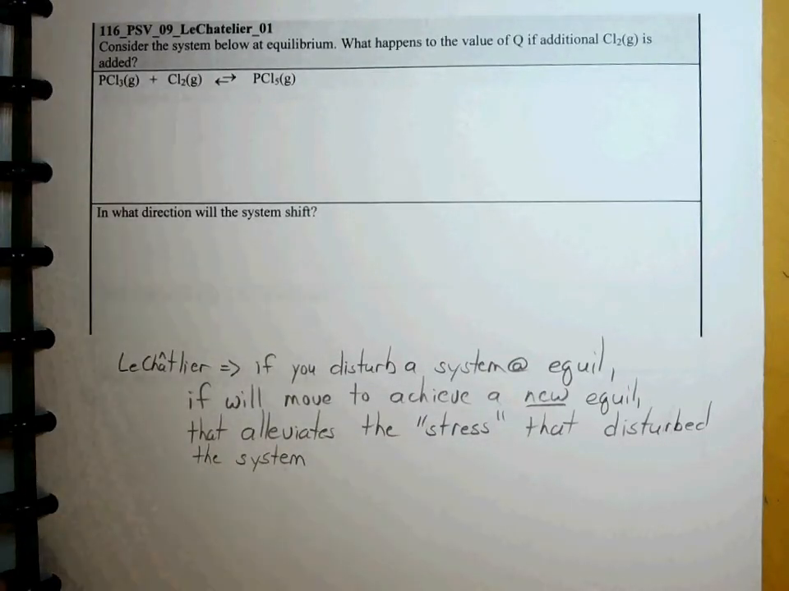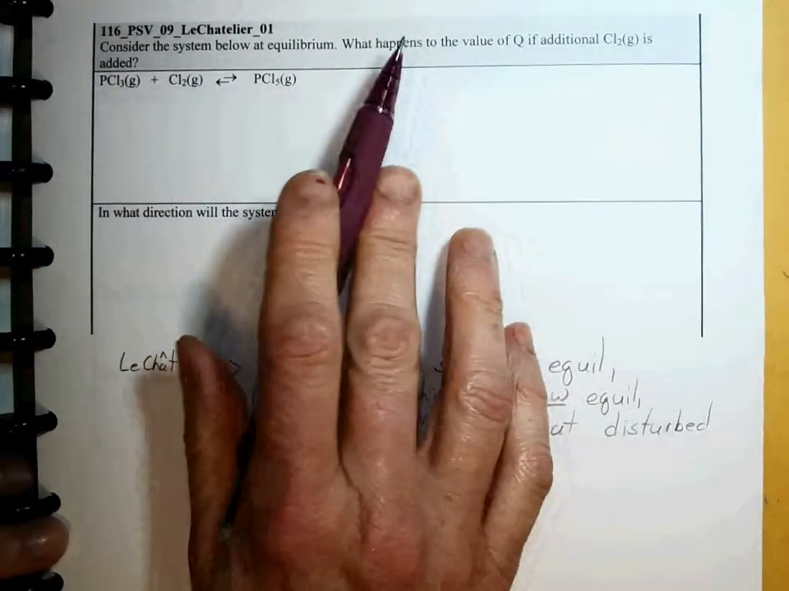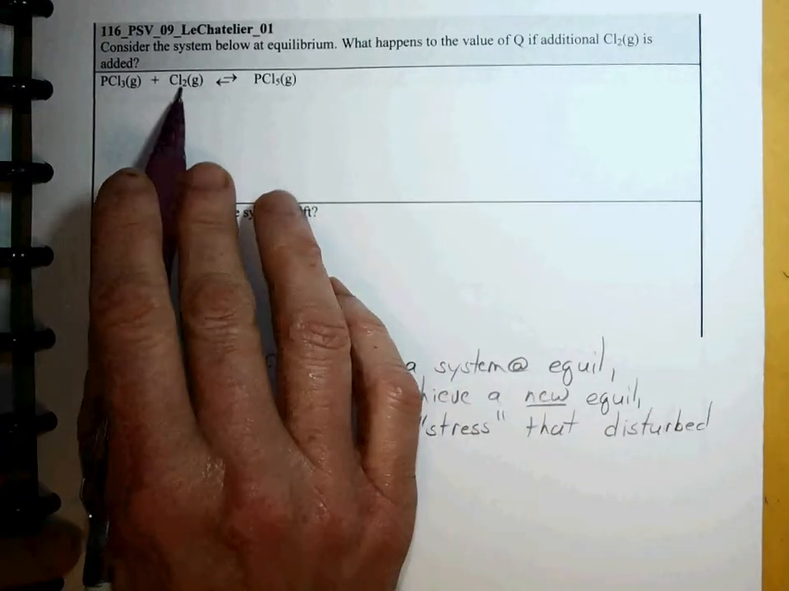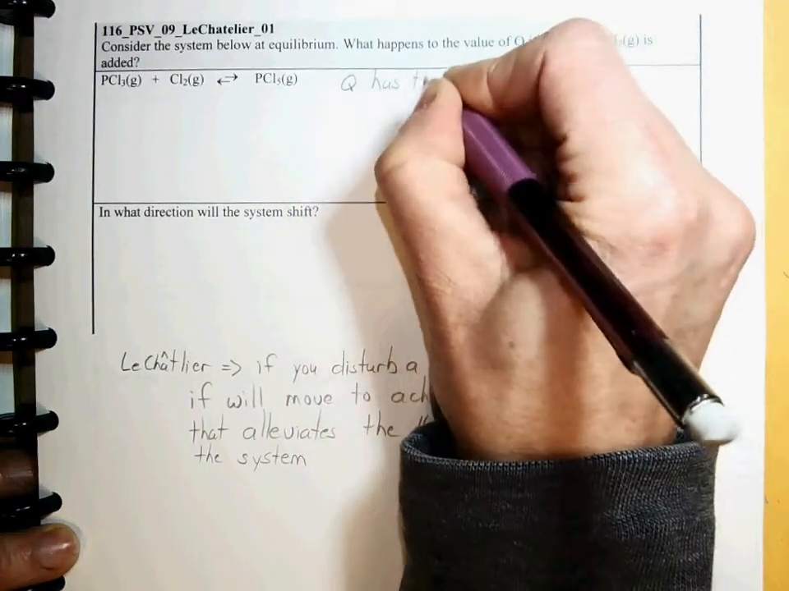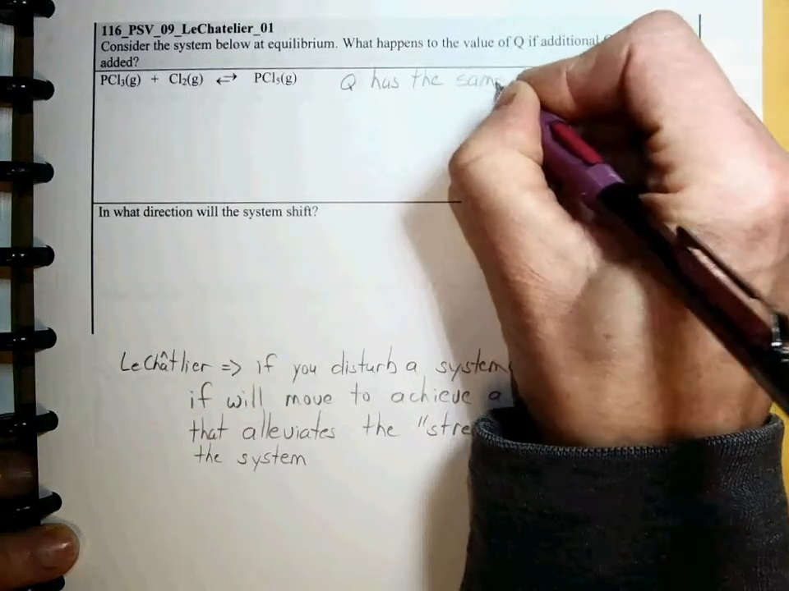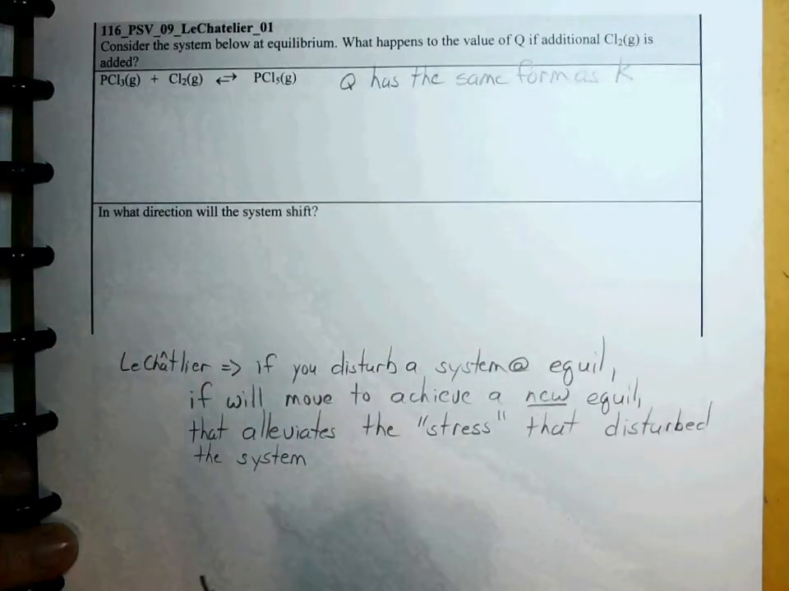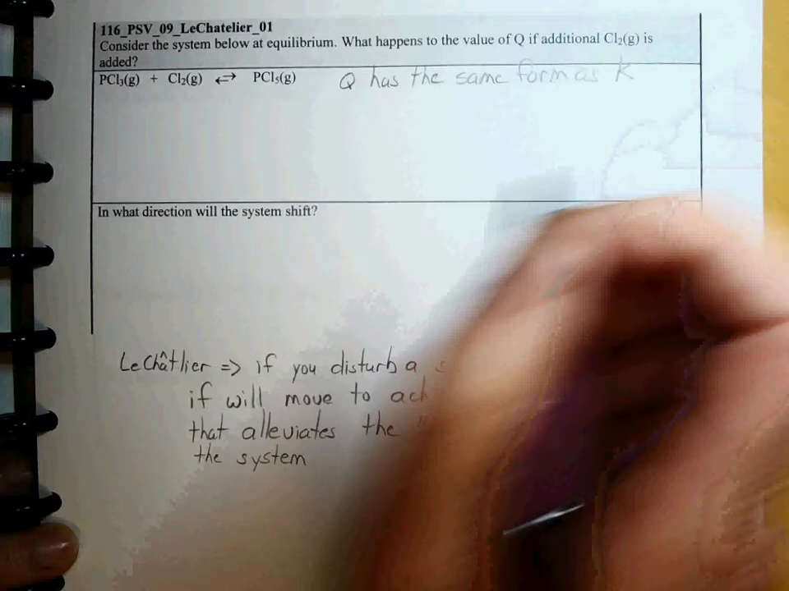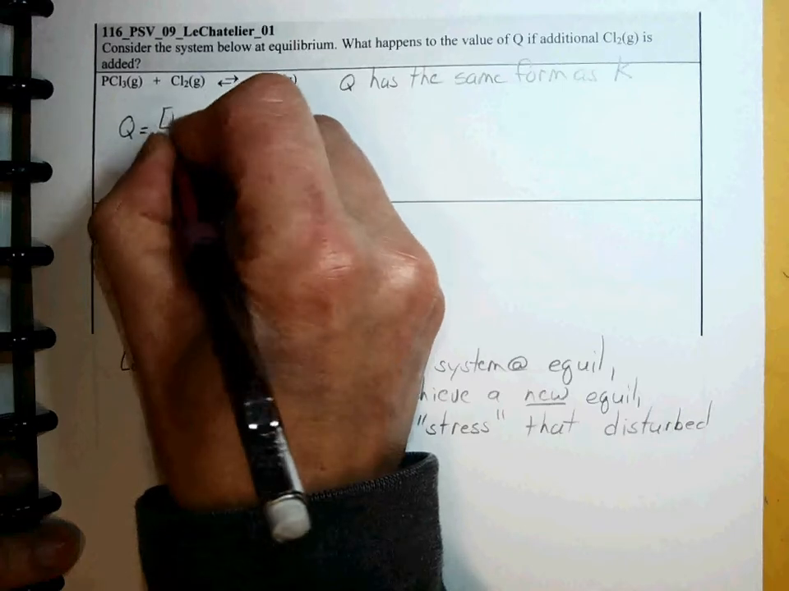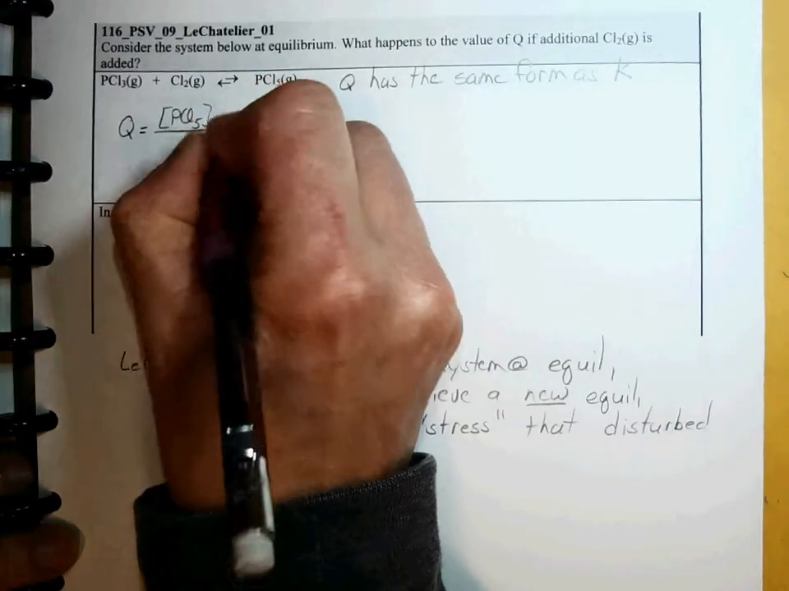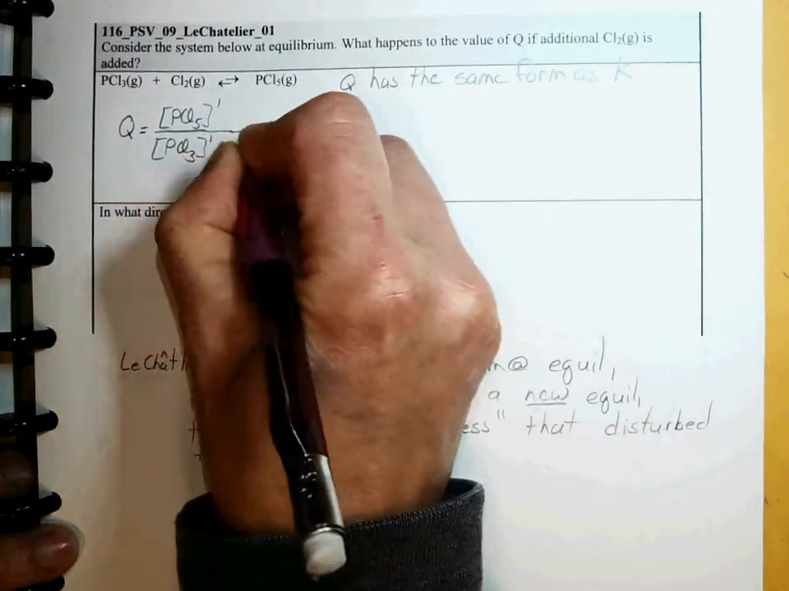Alright, so we'll see how it applies to this example. If we have a system here that's initially at equilibrium, what happens to the value of Q if we add Cl2 gas? Well, let's remind ourselves, Q has the same form as K, meaning that you calculate it the same way. So Q is a concentration of the products raised to their coefficients over the reactants raised to their coefficients.